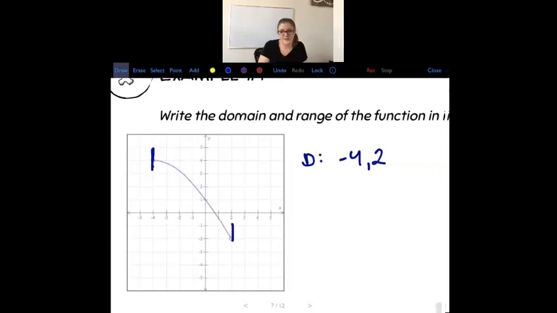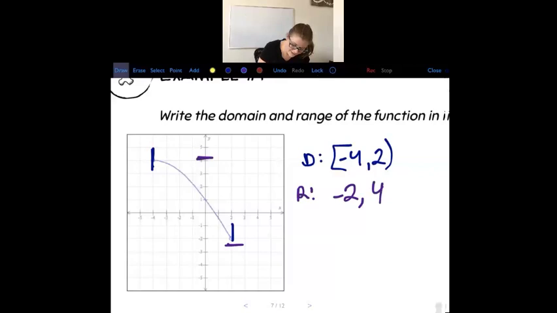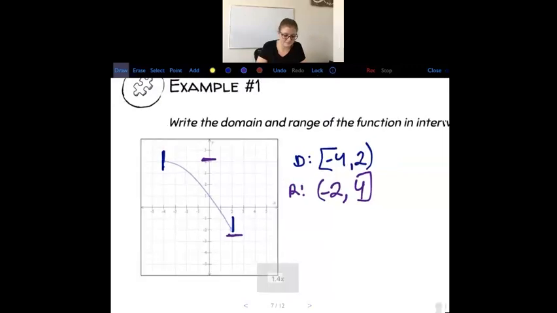Now, to determine parentheses or brackets, you determine if the line is filled in there or not. So at -4, since it's a closed circle, that would get a bracket. And at x is 2, it's an open circle, so that would get a parenthesis. Your range is smallest to biggest. The smallest value has an open circle, so it gets a parenthesis. And your largest y value has a closed circle, so it gets a bracket. This would be the domain and range of this particular function.